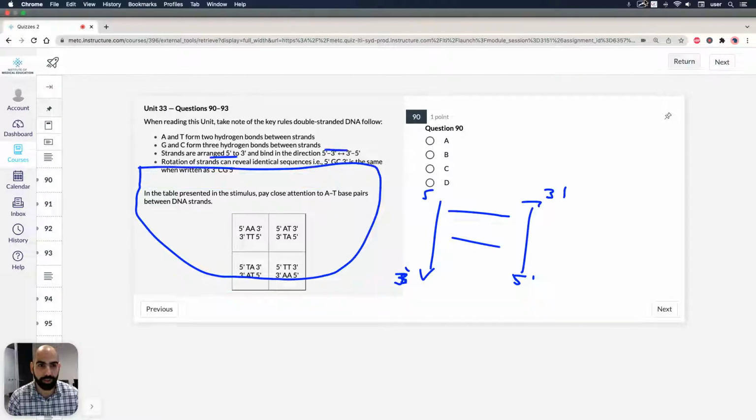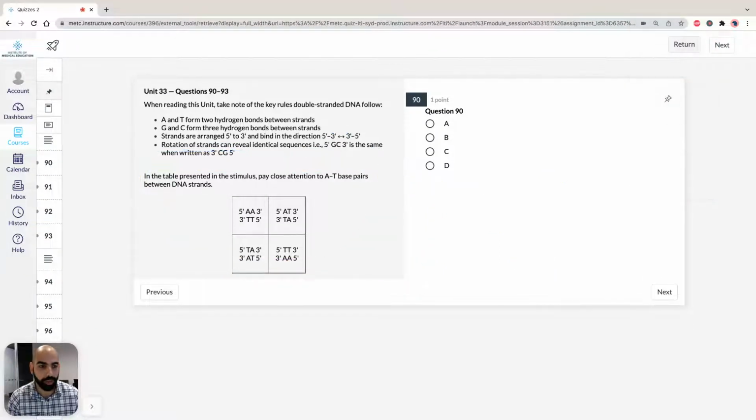So first, let's just focus on question 90. Question 90 says, consider the single-stranded sequence 5' G A T A T C 3'. Which of the following sequences would base pair with it? This is going back to high school biology. Base pairs, remember the 2 rules up here. Adenine binds with thymine and guanine binds with cytosine.